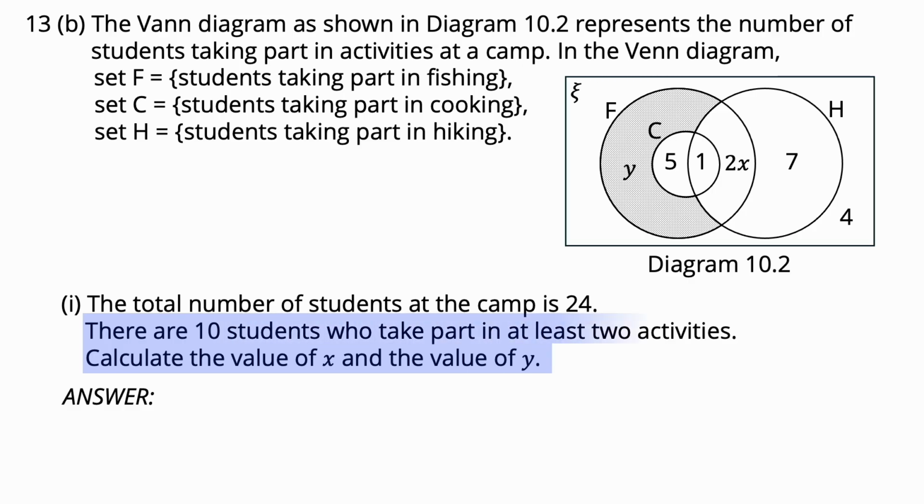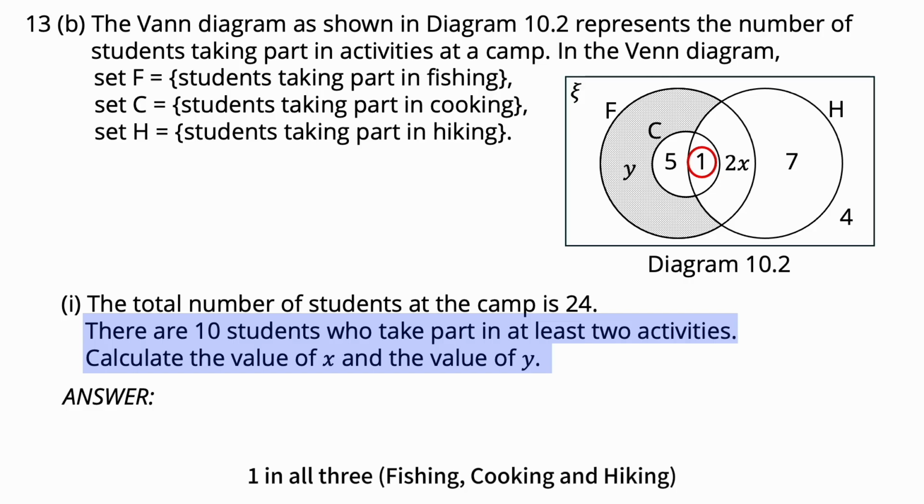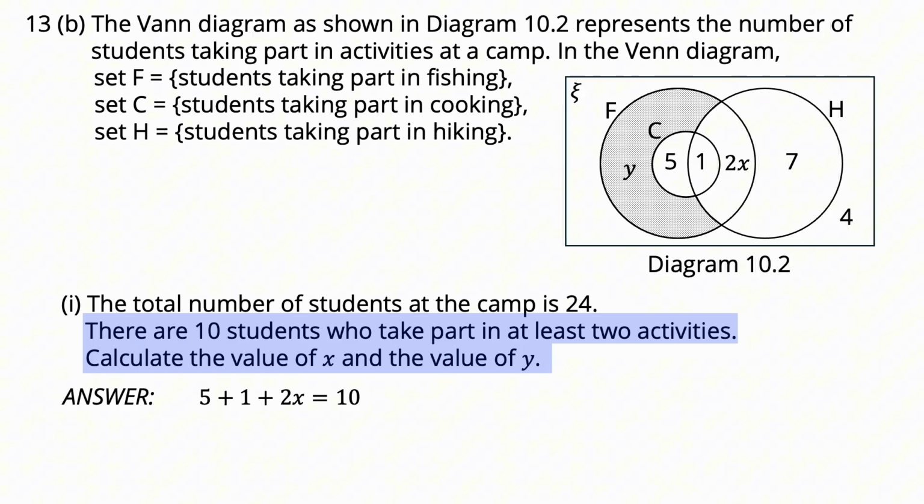There are 10 students who take part in at least 2 activities. At least 2 means students who join 2 or more activities. From the diagram, these are the regions. 5 in fishing and cooking but not hiking. 1 in all 3, fishing, cooking, and hiking. 2x in fishing and hiking but not cooking. So, 5 plus 1 plus 2x is equal to 10. x equals 2.